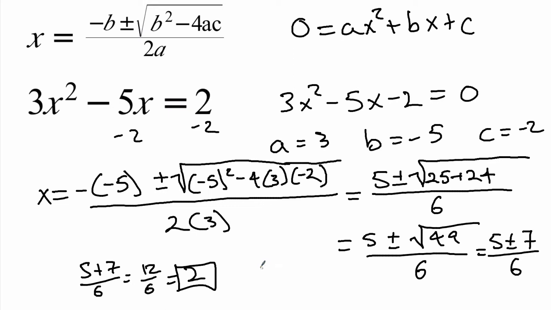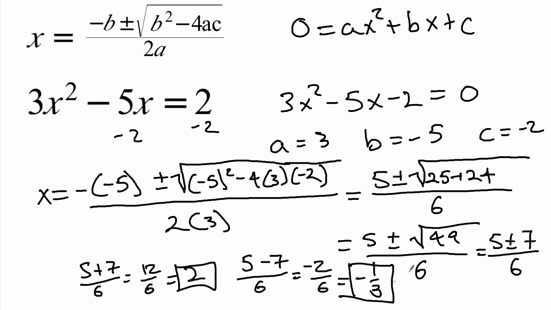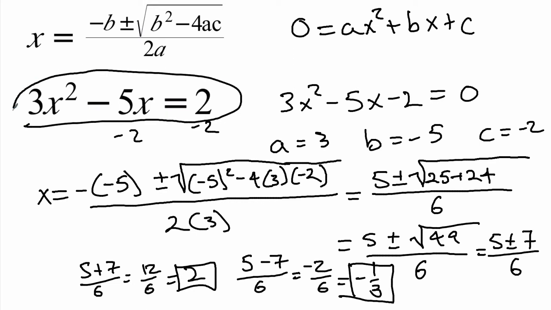So here's one of our solutions. And then 5 minus 7 over 6 is equal to negative 2 over 6, which is equal to negative 1/3. So there's our other solution. So the two solutions to this equation are positive 2 and negative 1/3. That's using the quadratic formula.